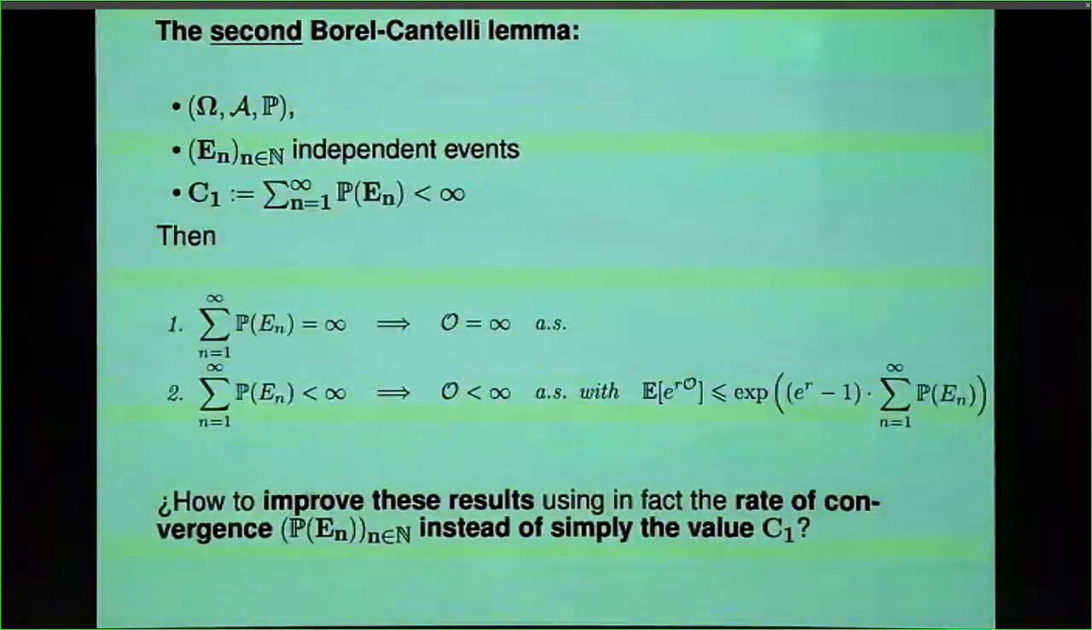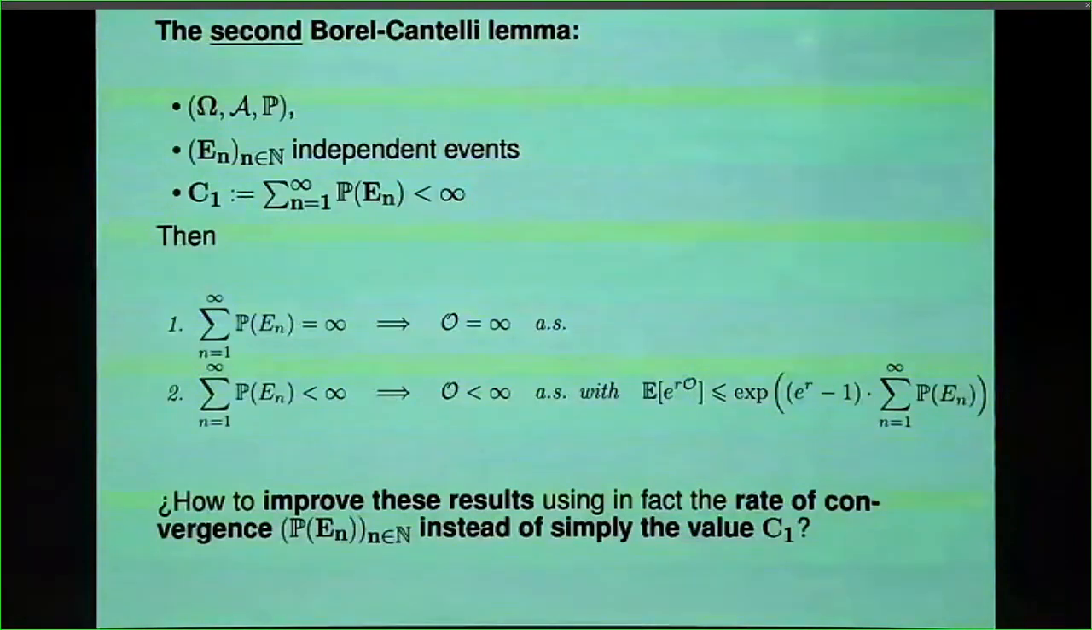So first of all, this has a nice implication for the second Borel-Cantelli lemma. The second Borel-Cantelli lemma just tells us that if we have independent events, then non-summability implies that O is infinity almost surely. So you have infinite overlap with probability 1. But the counterpart, if it's finite, then we already have exponential moments of all orders, right? And we can just write it down here.